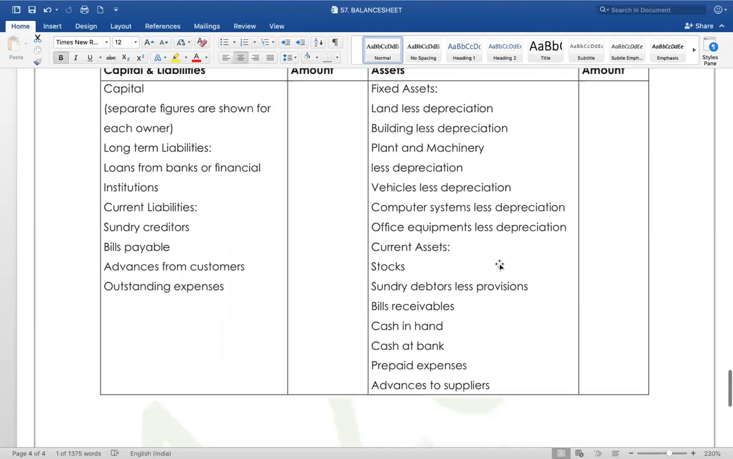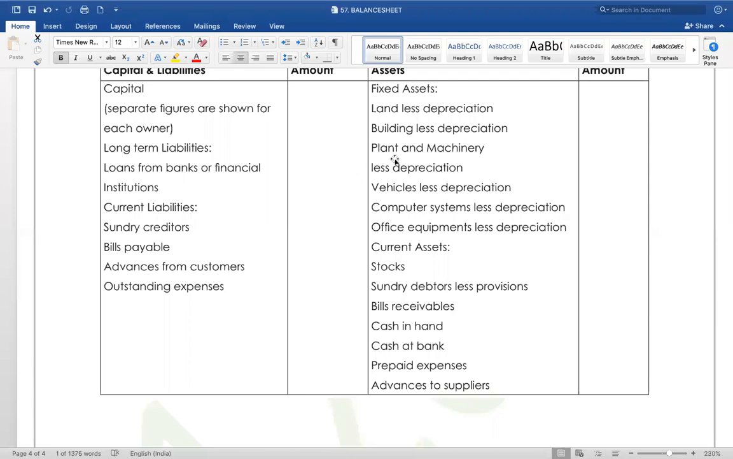Let's look at the assets. The assets list: land minus depreciation. It cannot be, there's no depreciation for land. Please ignore this one. Land. Building less depreciation can be. Building gets depreciated. I don't see land getting depreciated. There's only appreciation for land, due to increased demand, a continuous rise in the demand for the land, causing the land prices to appreciate rather than depreciate.